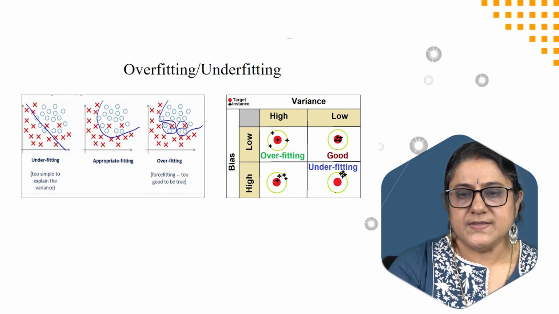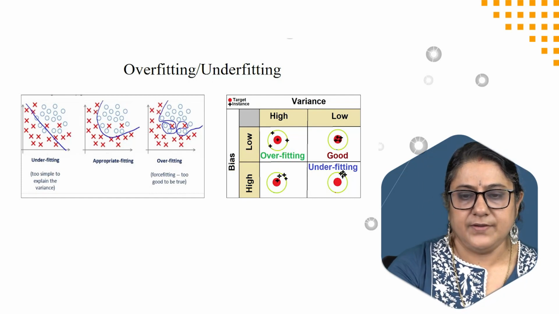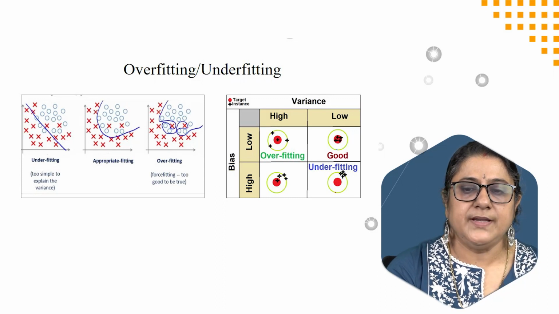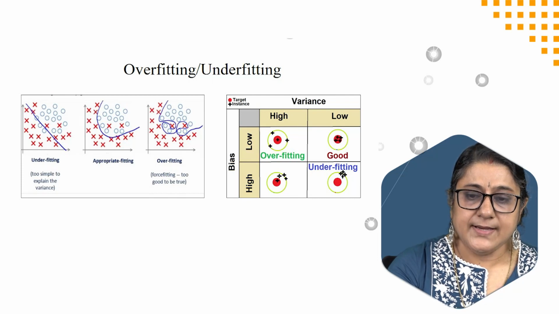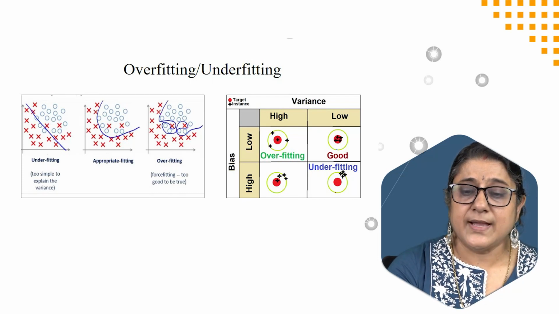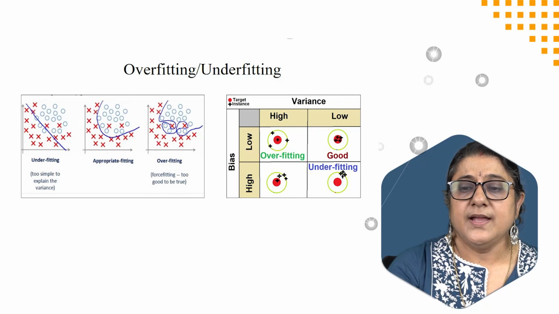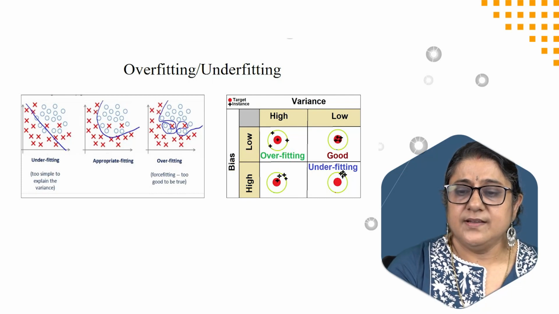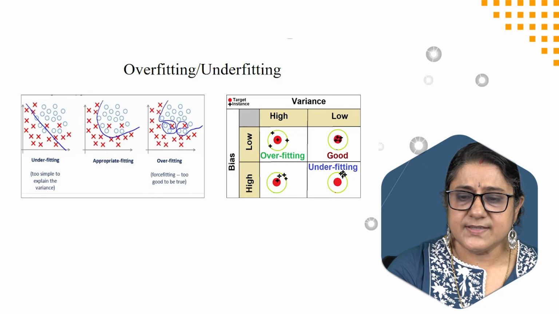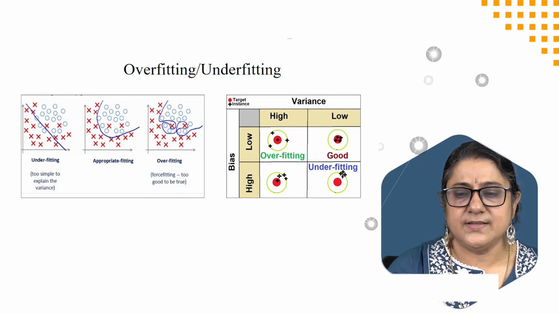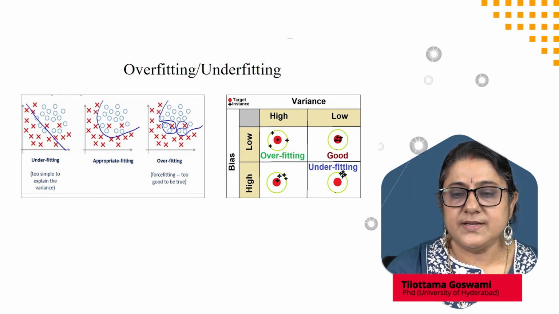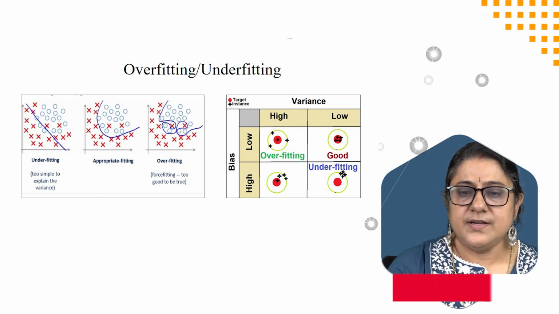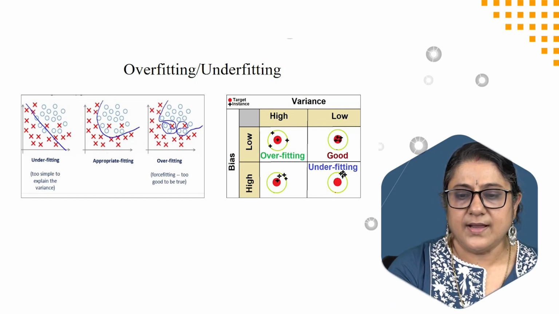Now coming to this right hand side figure, we can see how overfitting is related to variance and bias. The bias is low for overfitting and variance is high. Whereas for underfitting, the bias is high whereas variance is low. These plus signs, which are the black color, are the data points. If you see the distribution of the data points, we understand whether it is low bias or high variance.